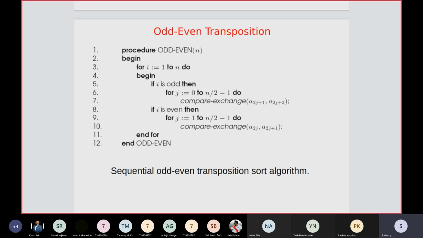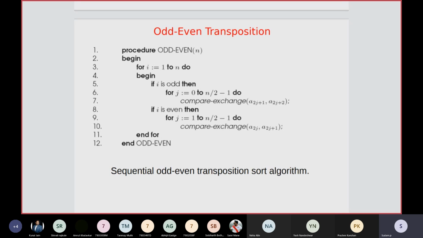Begin if i is odd, where i is the index, you should know. Then for j equal to 0 to n by 2 minus 1 do. So why n by 2 minus 1 here? Because 50 percent, that is n by 2 out of n, will be the even index elements, and n by 2 will be the odd index elements.